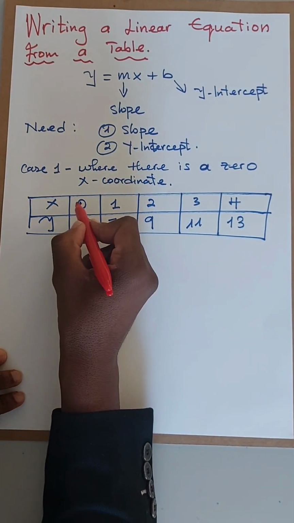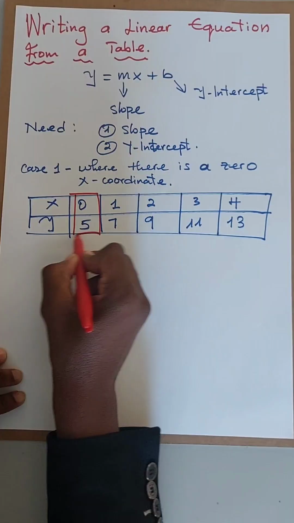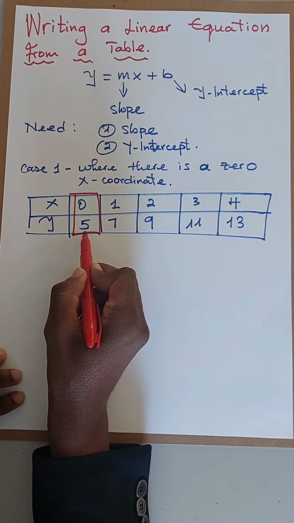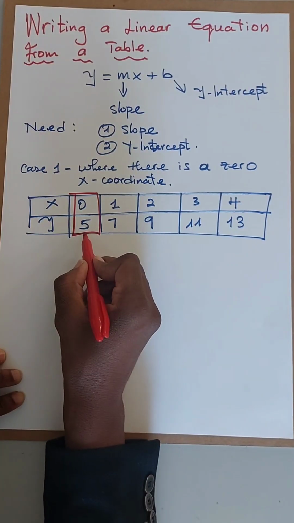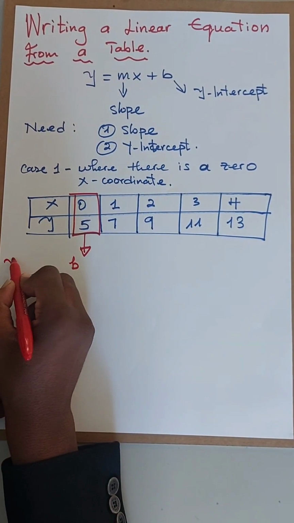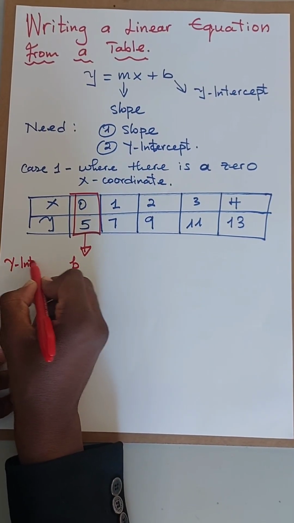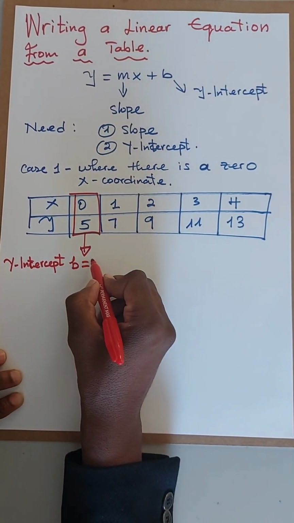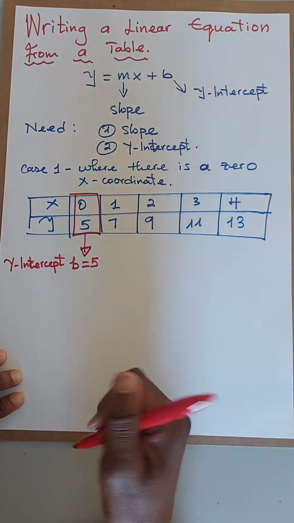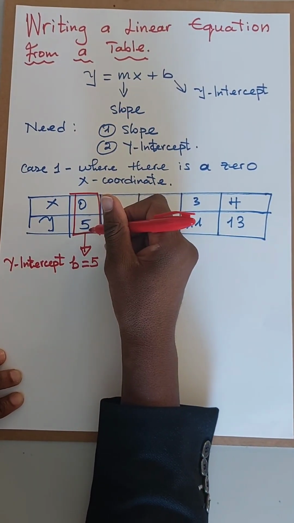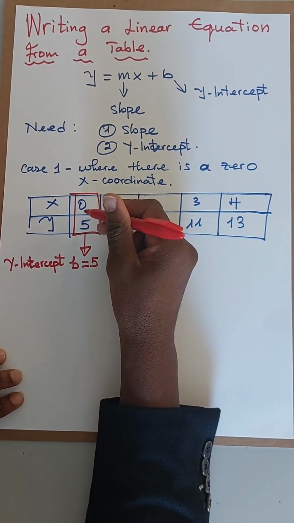So right here, we identify that the x coordinate here is 0, so the y-intercept of this equation is 5. So we can clearly see here that the y-intercept b is equal to 5. How did we get it? We were able to identify that the x coordinate is 0. So the y-intercept is the number whose x coordinate is 0.